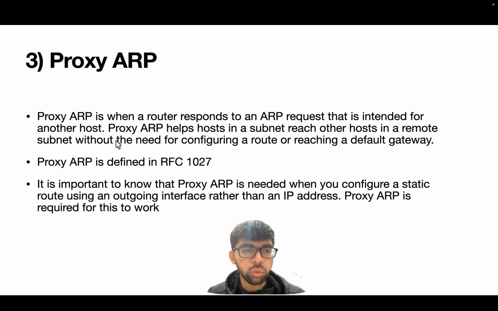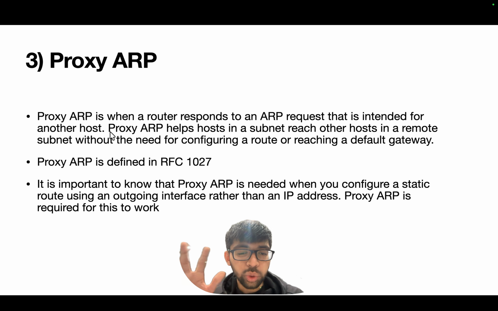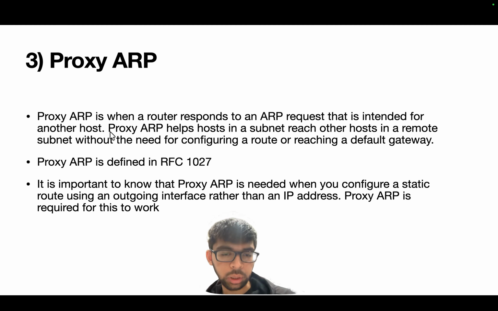So what's happening is that the router is responding to the ARP request that's intended for another host, and proxy ARP is helping the host in a subnet reach other hosts in a remote subnet without the need for configuring a route or a default gateway. It's really cool when you think about it that this can even be possible, and the way it helps solve this problem, because this can happen. Mistakes can happen, just manual errors sometimes. Proxy ARP is defined in RFC 1027.